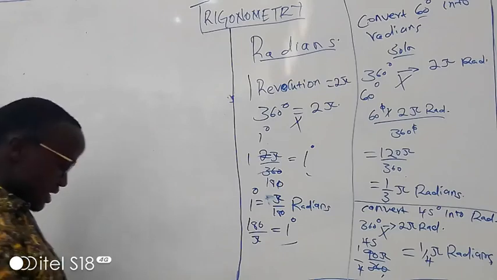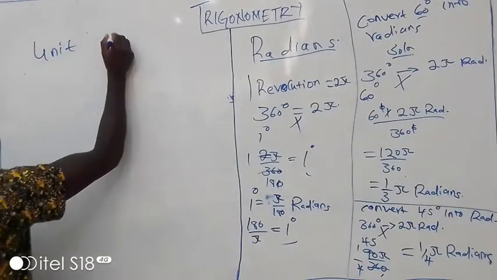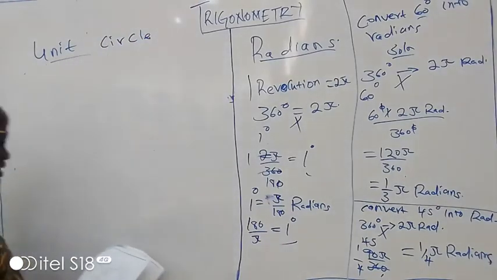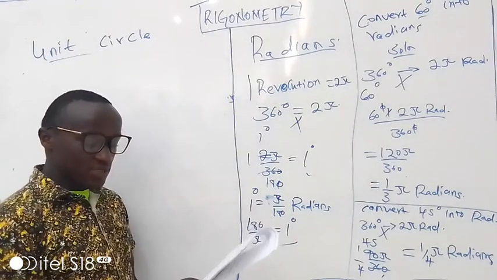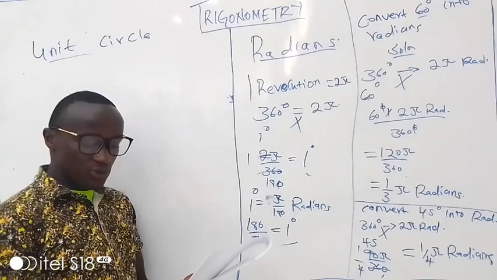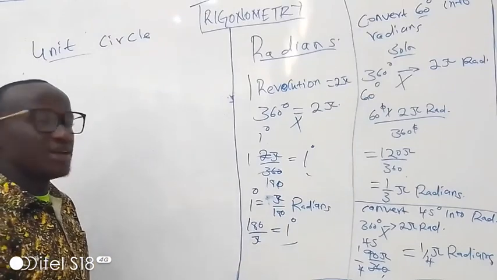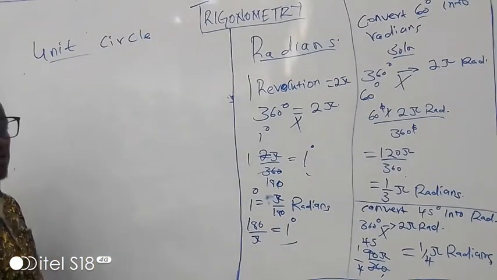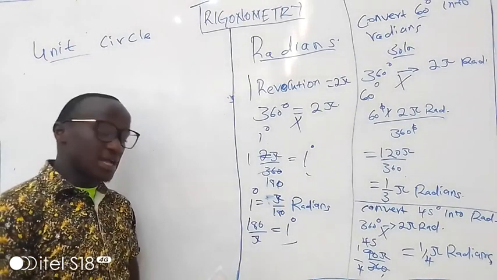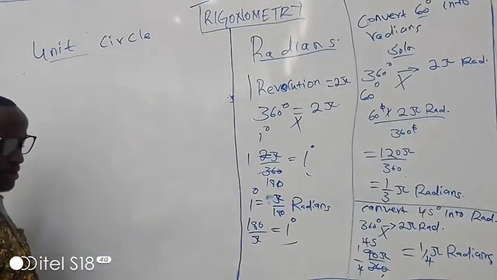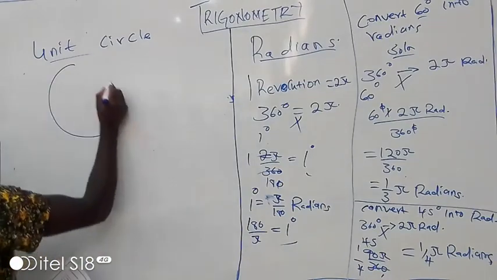So now we look at something called the unit circle. What is the unit circle? The unit circle is a circle that is centered at the origin and always has a radius of 1. The unit circle will be helpful to us when we define the trigonometric ratios. So a unit circle is a circle that has an origin and a radius of 1. So we can consider this one here.